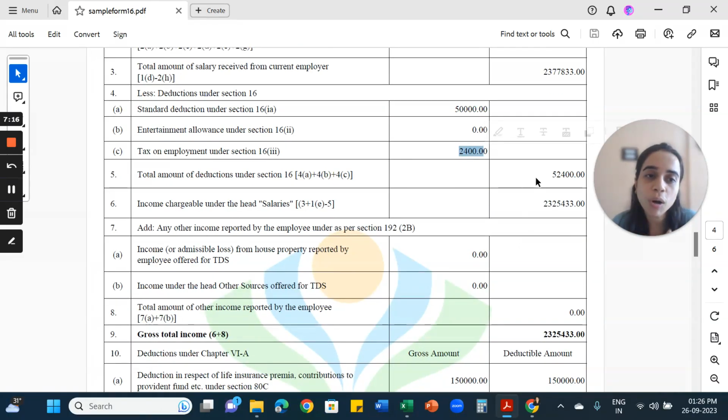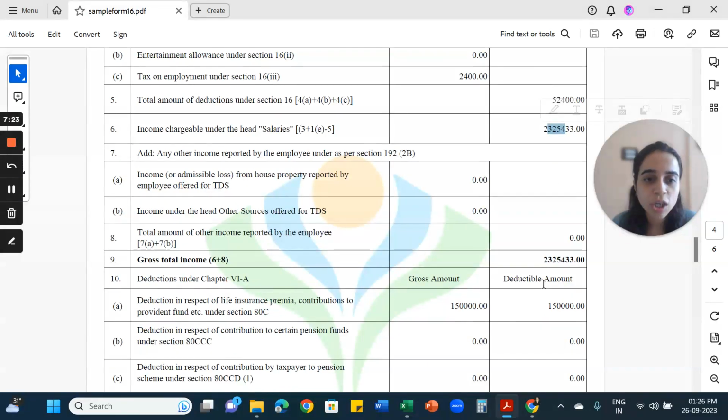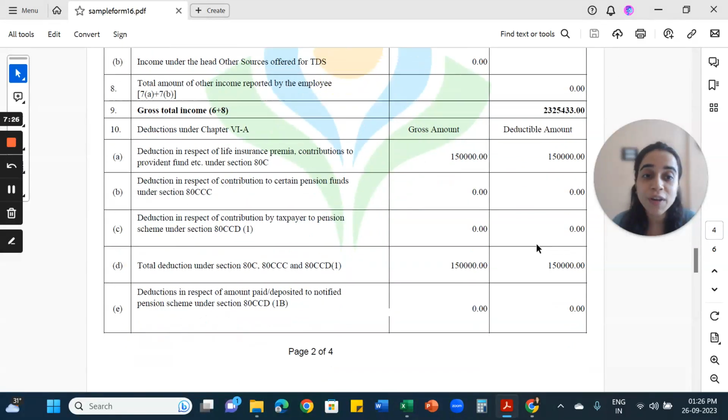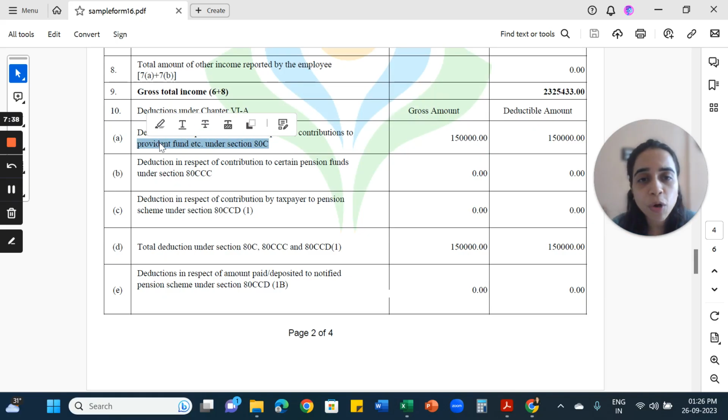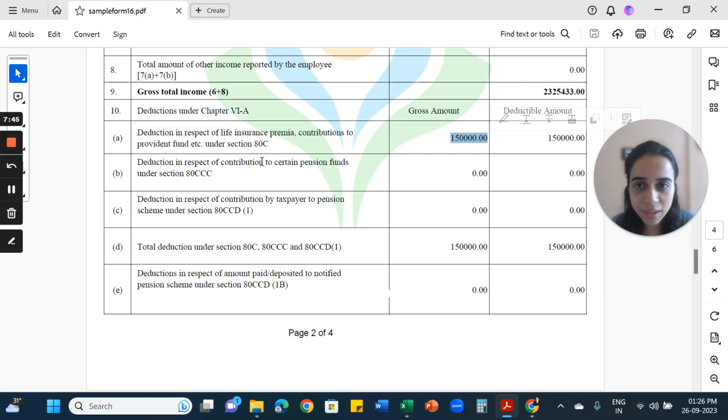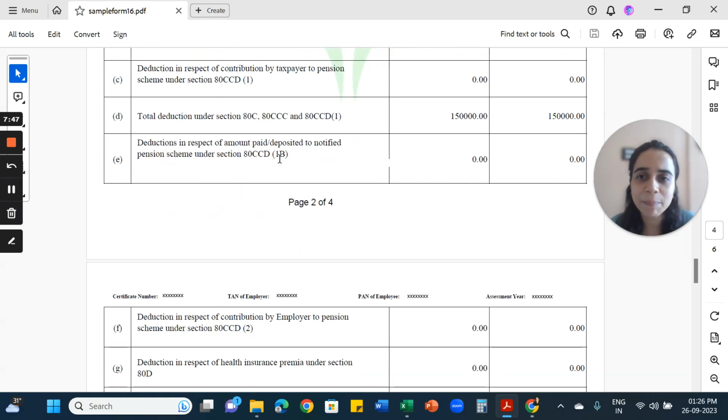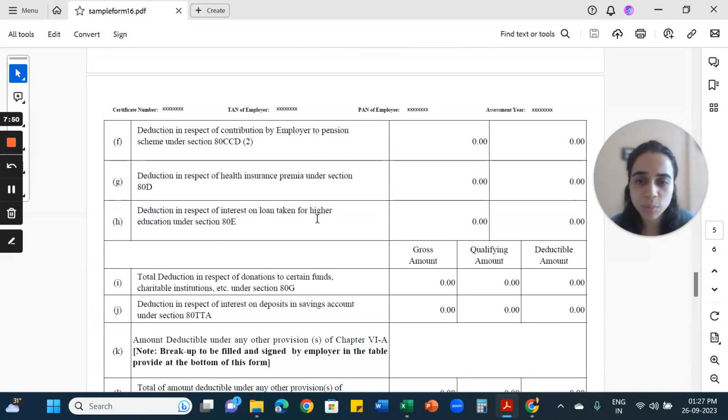Now after all this, again 52,000 gets subtracted from 2377 and 2325 remains. Now again you would have submitted other proofs that you have paid life insurance, provident fund, etc., which has been deducted by your employer. Some information your employer already knows, like provident fund, but some information you give to the employer, that this is the life insurance premium, mediclaim, and all these deductions. We will learn about that.